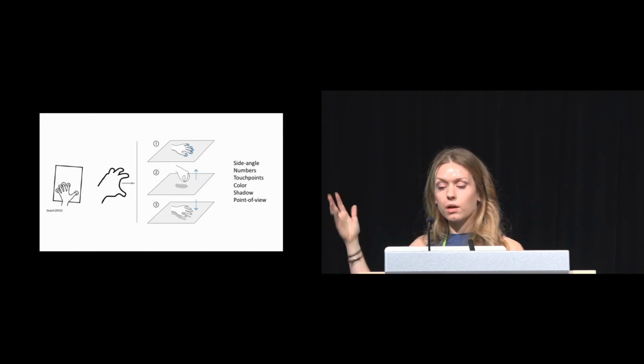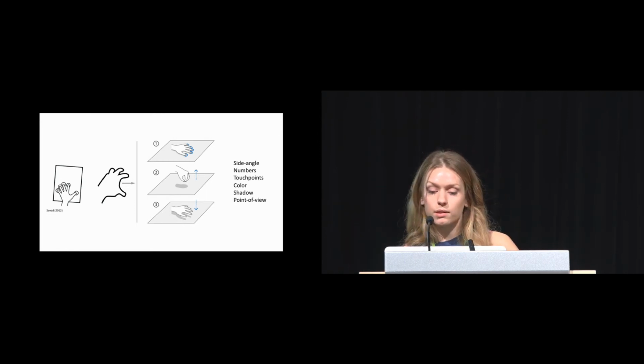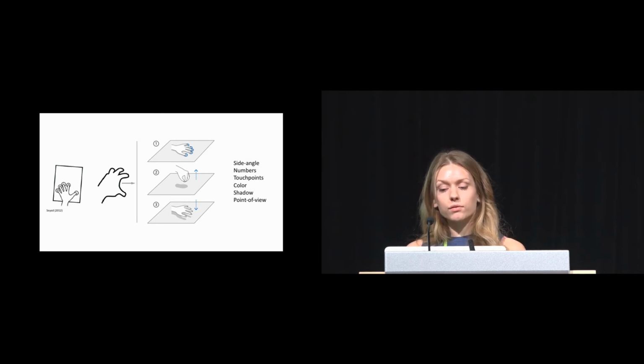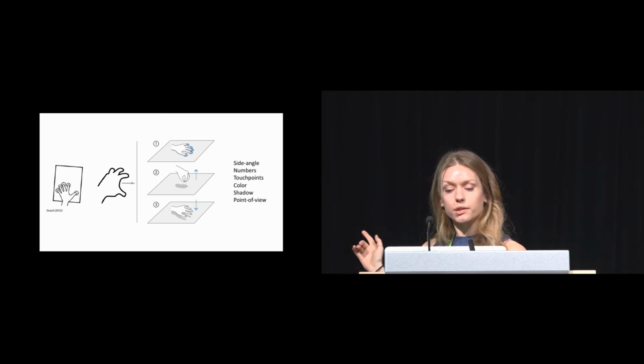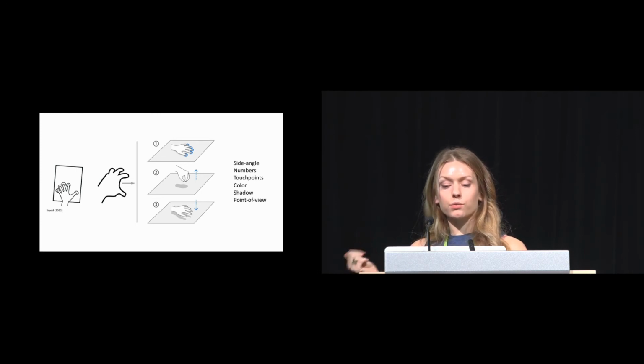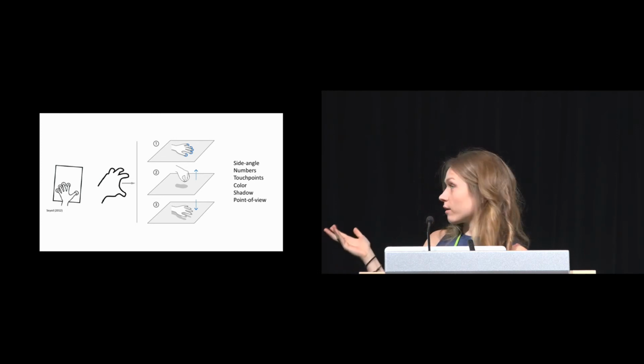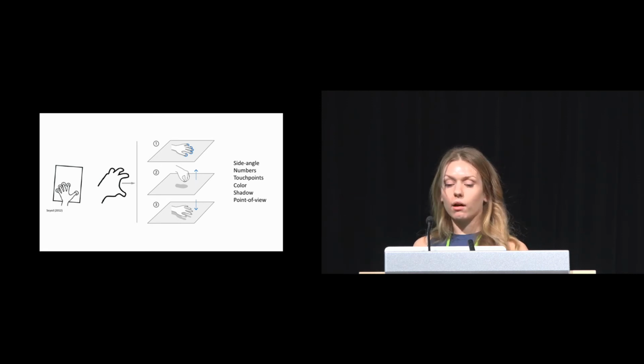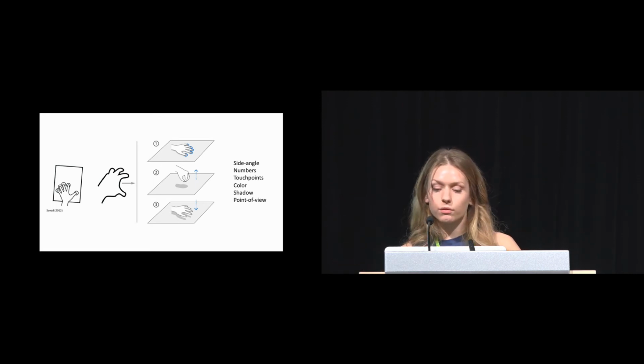Numbers show sequence or time of the frames. Touch points indicate touch in the first frame, and the lack of touch points cues a hovering position above the surface in the third frame. And touch and motion were emphasized with color. So this includes the shadow that shows a lack of touch and hovering above the surface, and the point of view stays consistent throughout the frames.